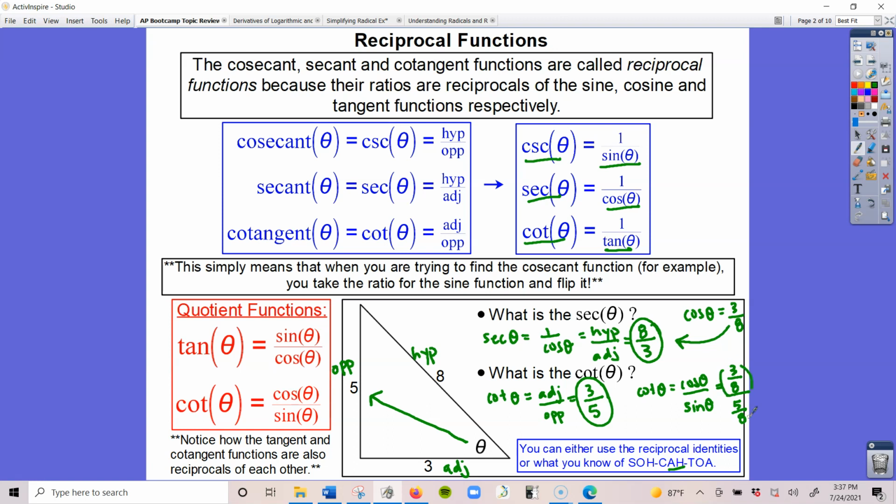And when we have a fraction divided by a fraction, remember that we copy, change, flip. So this is 3 over 8, we're copying, we're changing to multiplication, and we're flipping, so 8 over 5. The 8s would cancel, and I'm left with 3 over 5. And you see that we end up with the same answer as here. So that's why cotangent is also cosine divided by sine. We would get the same thing.